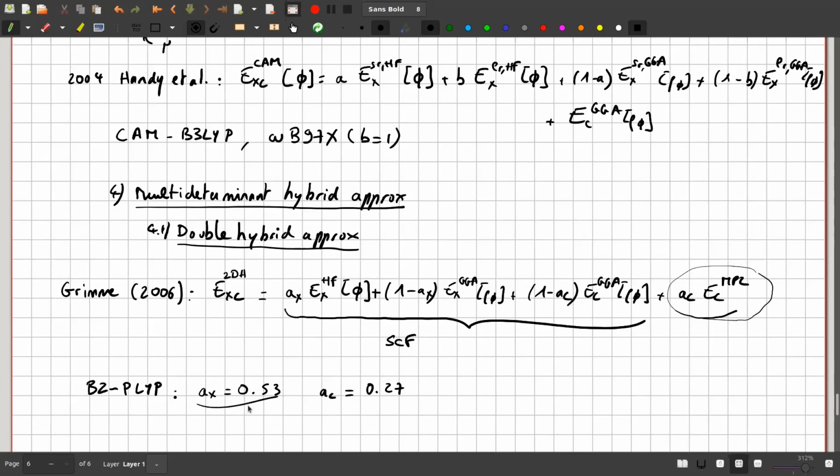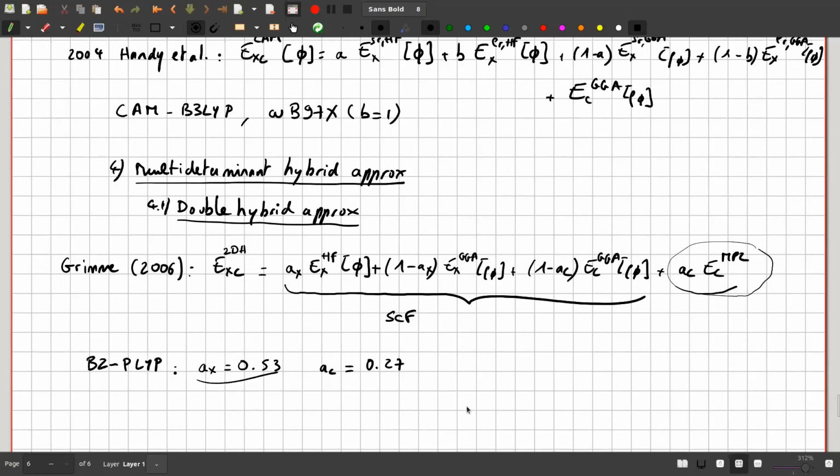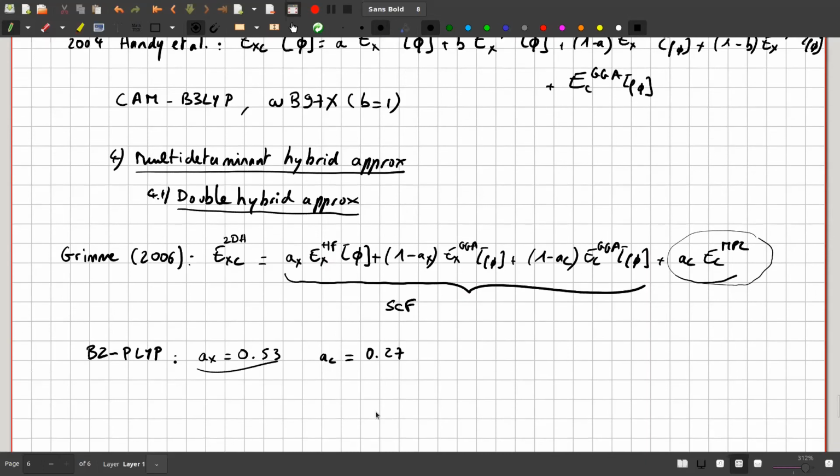So you improve the thermodynamic properties for a lot of systems, except for systems with strong correlation, because in this case MP2 doesn't work. But if you have a system with, let's say, a large HOMO-LUMO gap, then it tends to improve.